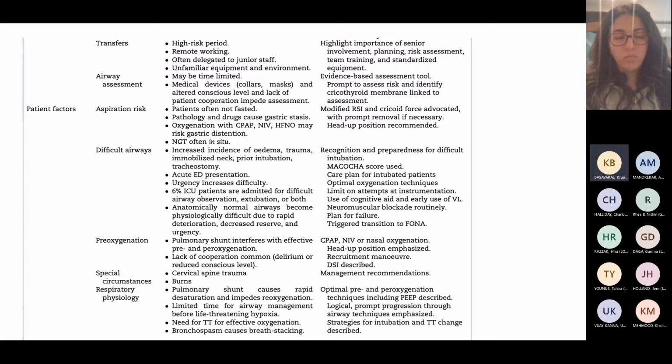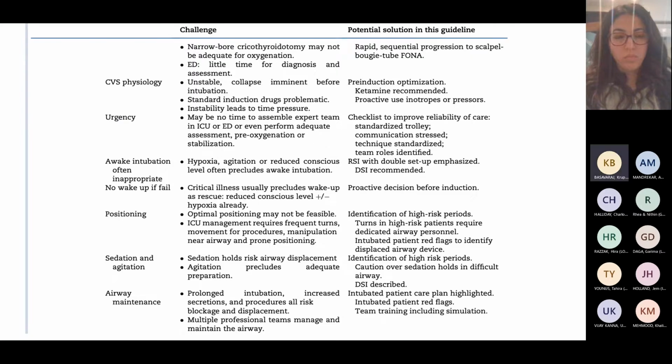Pre-oxygenation, we've just discussed this. Not everyone is going to be stable enough, so make sure you know what drugs you're going to use, whether you need to start them empirically on vasopressors or an inotrope, and urgency obviously makes things go wrong. Awake intubation, how often would we be comfortable doing this in patients? That's another question we have.